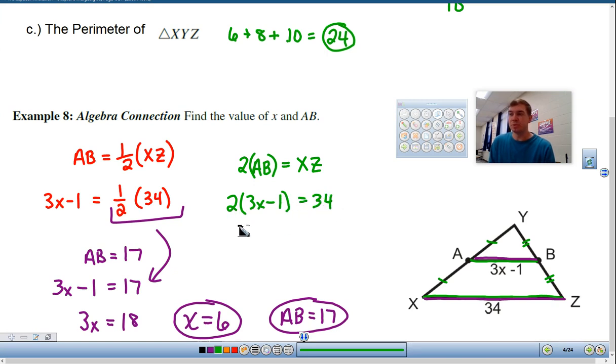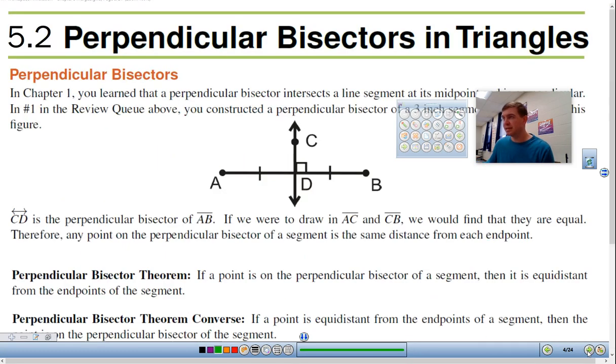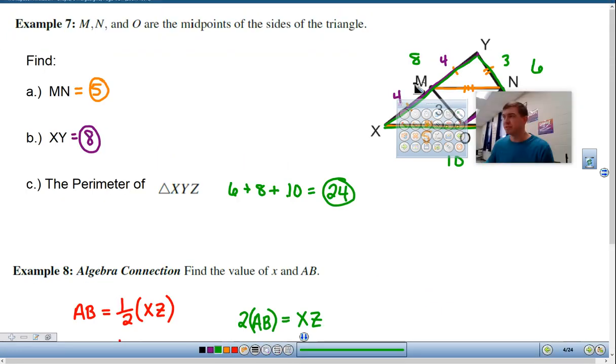And then you distribute, 6x minus 2 equals 34. You add 2, 6x equals 36. And once again, x equals 6. So whichever way. And that concludes our first lesson.